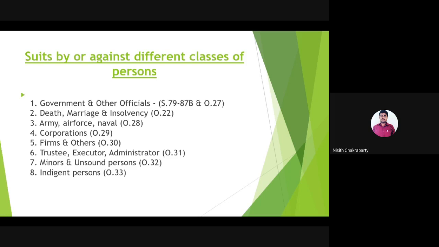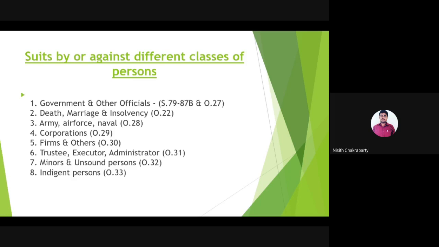If a person dies during the suit, or gets married, or becomes insolvent, then what will be the consequence? That is Order 22. If an army, air force or naval officer, or one of those persons, has filed a suit, what will be the fate? Order 28. Then if a suit has to be instituted by a corporation, Order 29. If a suit is to be instituted by a partnership firm or proprietorship firm or any other such entity not in the name of an individual, then how will the suit be framed or filed? That is Order 30.